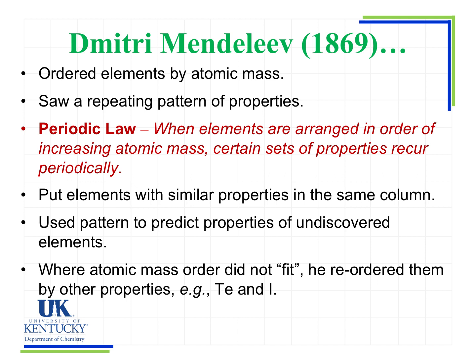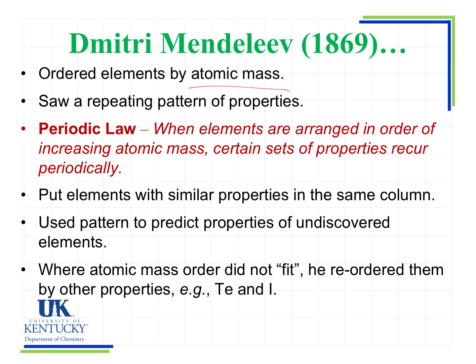As I said, he ordered the elements by atomic mass and saw the repeating pattern of properties. So he came up with a periodic law that elements are arranged in order of increasing atomic mass, which we later understood was not right. It should be atomic number. Elements have certain sets of properties that recur periodically. So what he did was put the elements with similar properties in the same column and come up with a table.